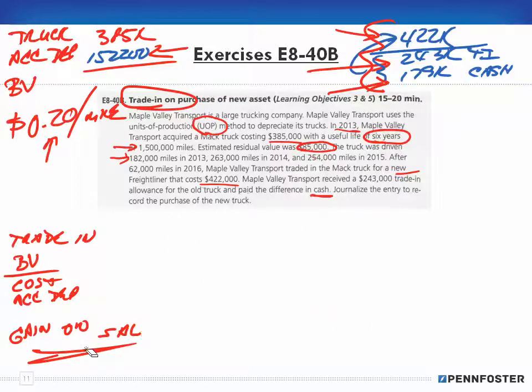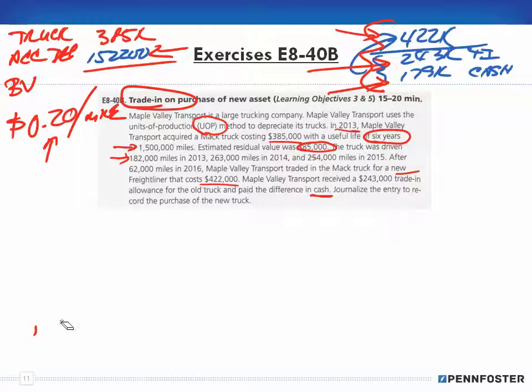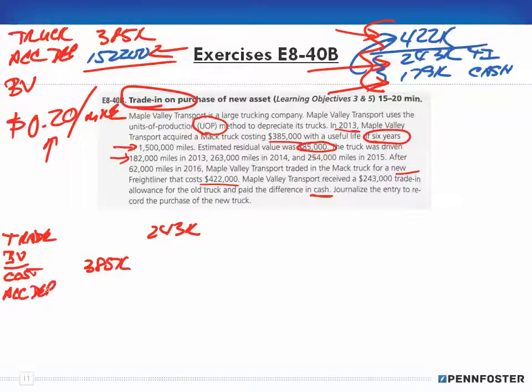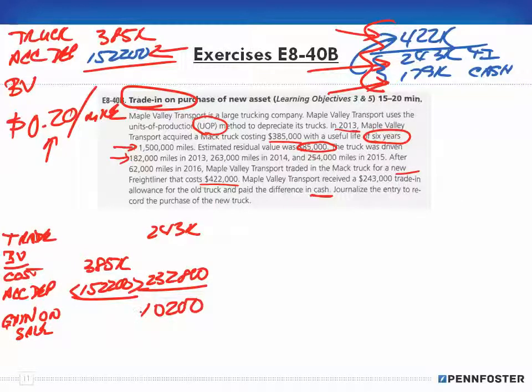So let me erase this, and I'm just going to rewrite it again so we can quickly summarize it. I have my trade-in of 243, and I have my book value, which is my cost of 385 less my accumulated depreciation of 152,200, and that means the difference between those two is 232,800. So my gain on the sale is 10,200. Okay, so now that we know what the gain is, now we have to actually make the journal entry.